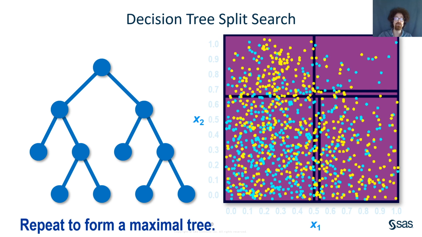The resulting set of rules is known as the maximal tree. However, it's likely that the maximal tree fails to generalize well on an independent set of validation data. Basically, the maximal tree does really well at fitting data that it already knows the answer to, so these yellow and blue points that we're trying to build a model on. But when we go and try to score data that this model has never seen and that it doesn't know the answer to, it doesn't generate very good results.